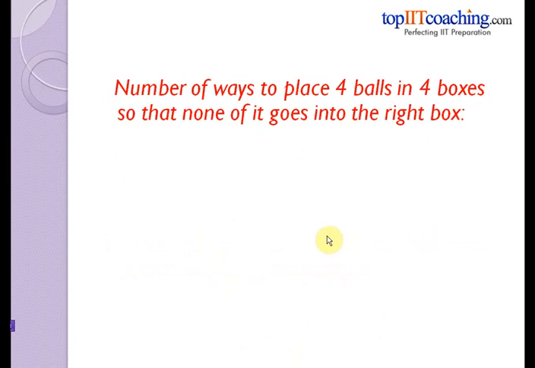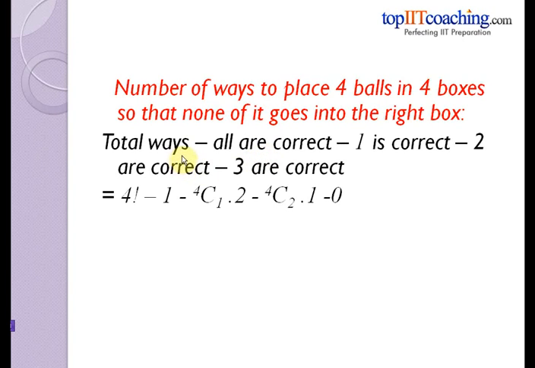Now let us say we have 4 balls and 4 boxes, and we have to arrange them in such a manner so that none of them goes into the right box. Now this is equal to the total number of ways minus all are correct, minus 1 is correct, minus 2 are correct, and minus 3 are correct. Correct means the right ball is placed in the right box. Now the total number of ways is equal to 4 factorial, as we have got 4 balls and they have to be arranged among themselves. So that can be done in 4 factorial ways. Minus 1 because all are correct, and that could happen in only one case.